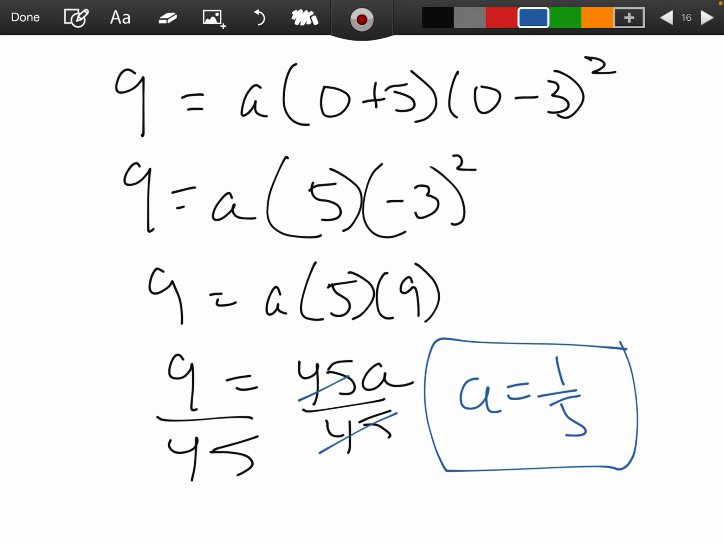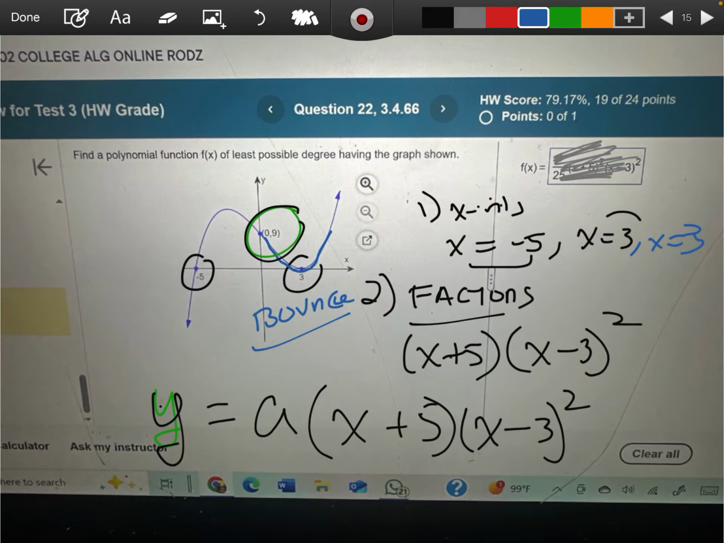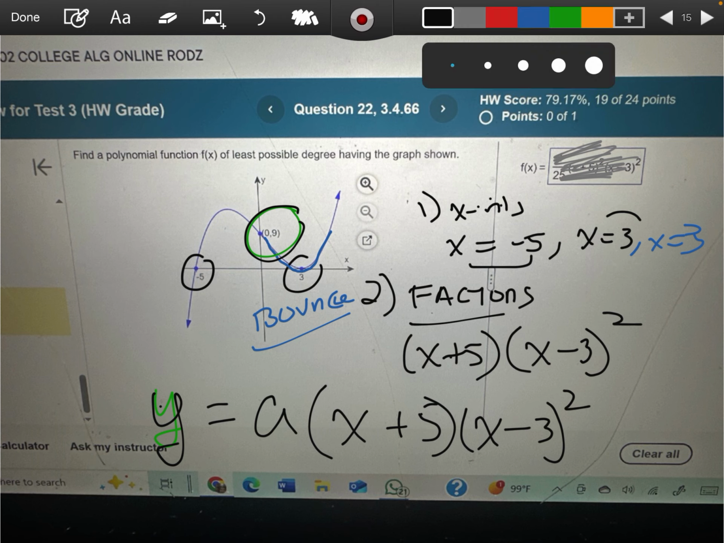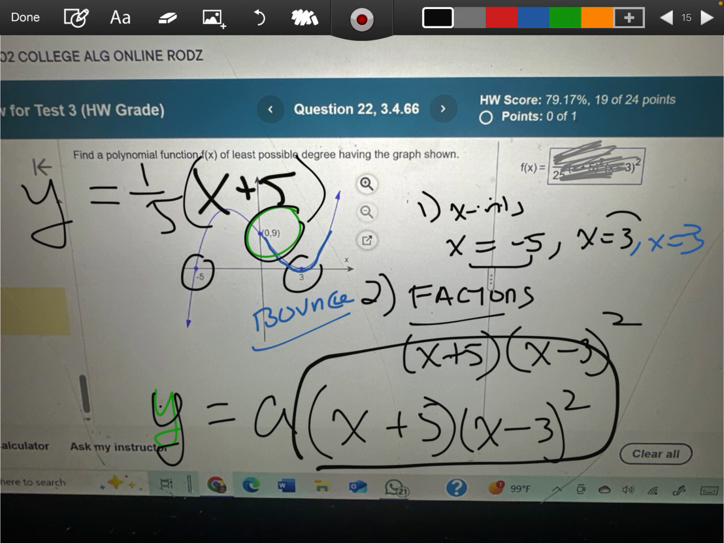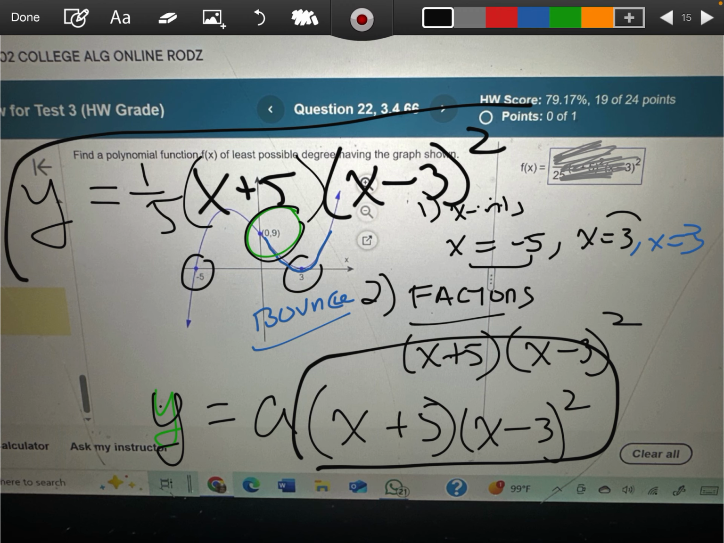Now, the only thing I'm going to do now, y'all, is I'm going to come back, boom, right over here, and I'm going to write out my problem. y equals 1 over 5. Remember what we had? We had an x plus 5, and then we had an x minus 3, boom, all squared.